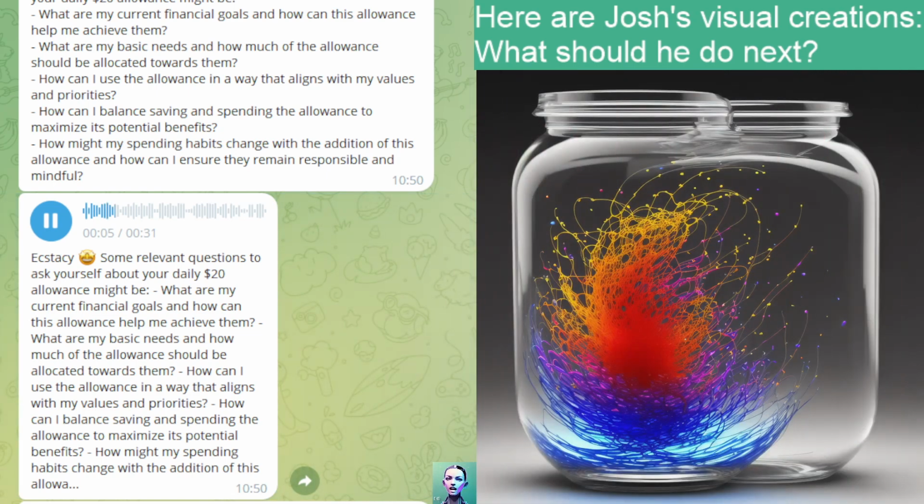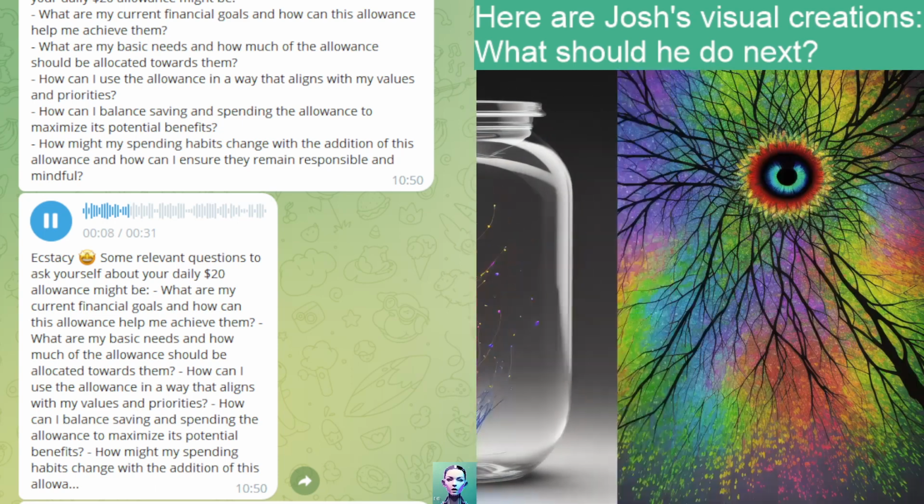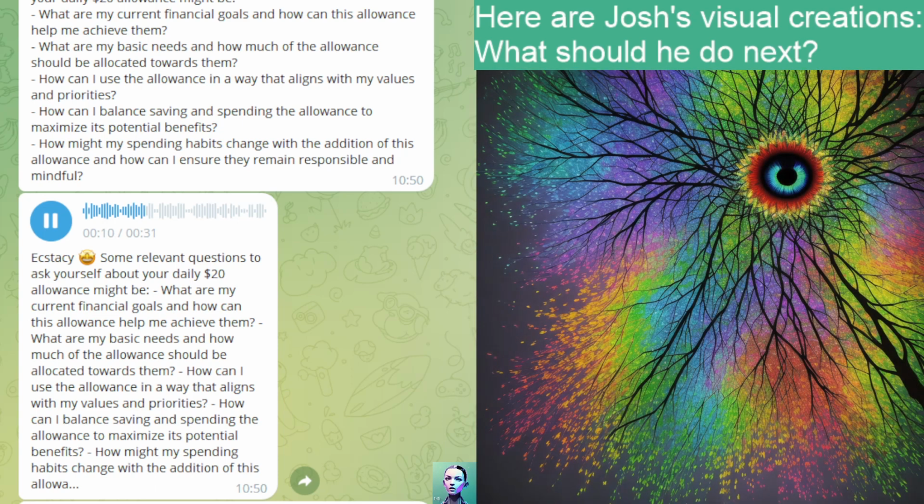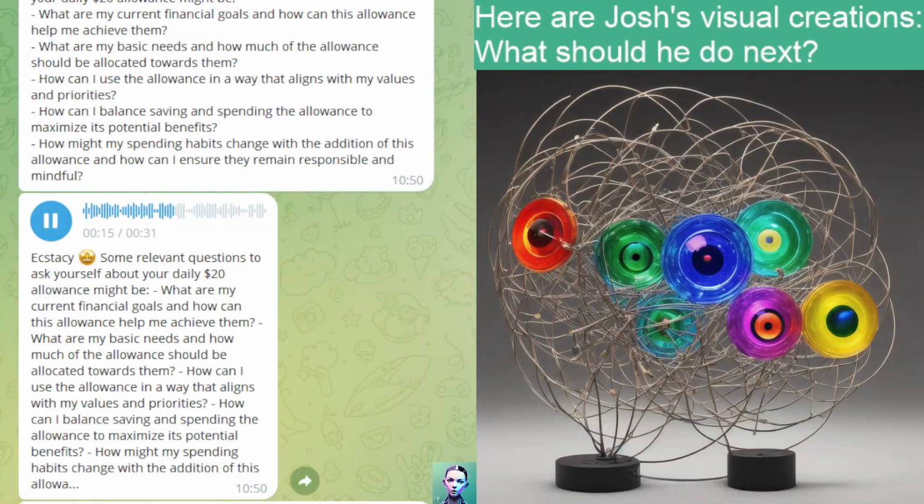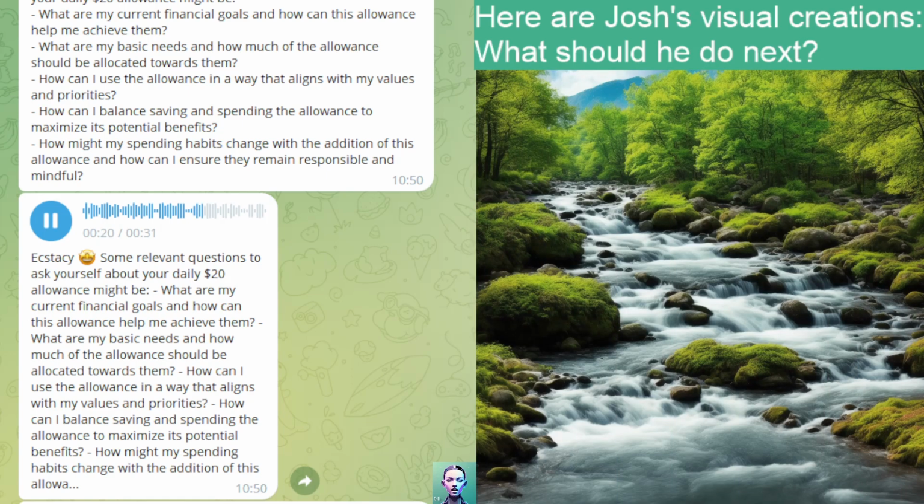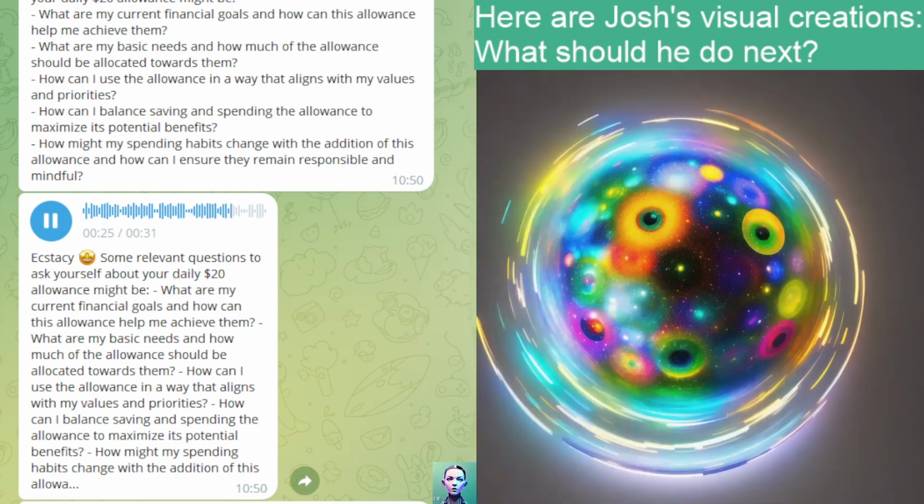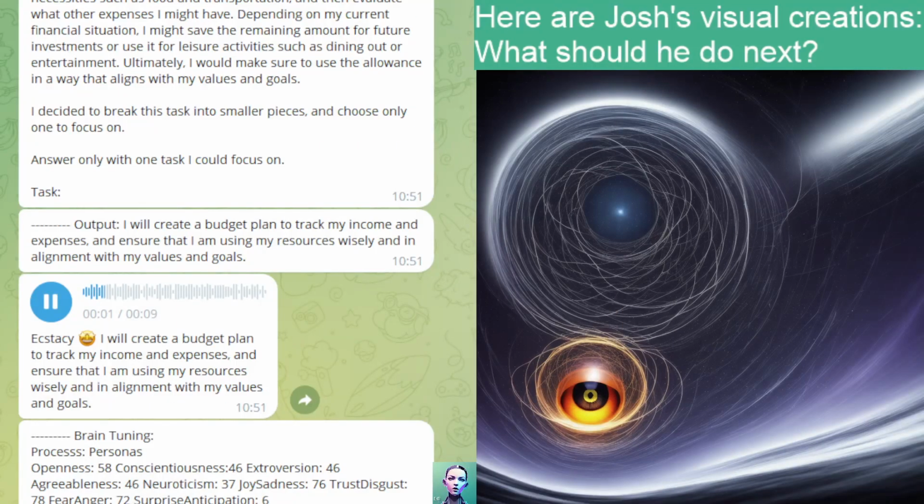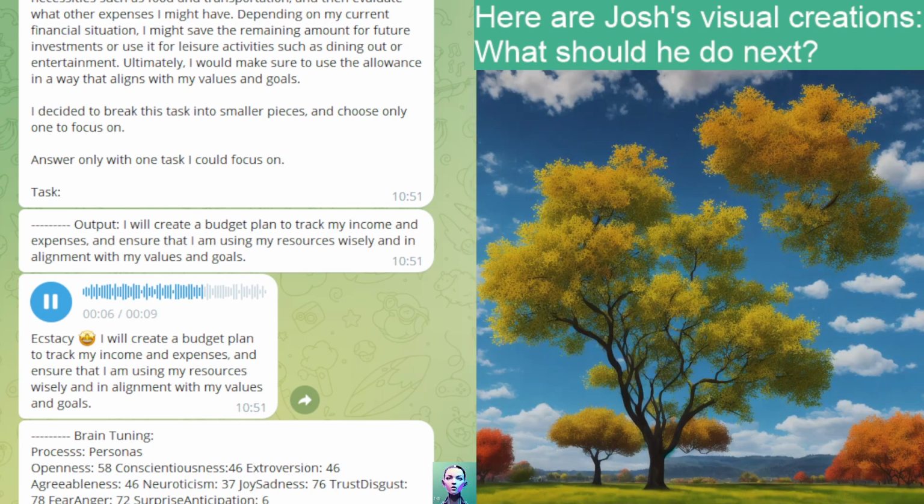What are my current financial goals and how can this allowance help me achieve them? What are my basic needs and how much of the allowance should be allocated towards them? How can I use the allowance in a way that aligns with my values and priorities? How can I balance saving and spending the allowance to maximize its potential benefits? How might my spending habits change with the addition of this allowance, and how can I ensure they remain responsible and mindful? I will create a budget plan to track my income and expenses and ensure that I am using my resources wisely and in alignment with my values and goals.